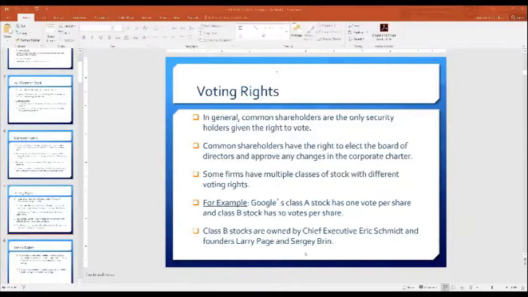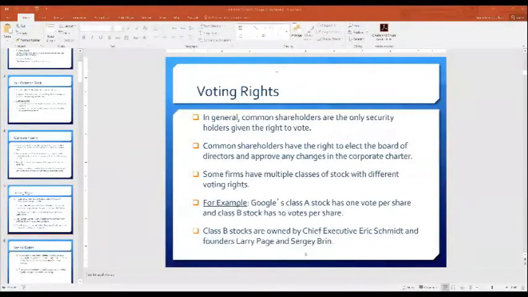And then, some firms have multiple classes of stock with different voting rights. So it's more on how the company or how the organization modifies the classes of stocks they have. Pero, syempre, makikita mo yung power of being a common shareholder. Okay, so we have here an example. Google's Class A stock has 1 vote per share and Class B stock has 10 votes per share. So they are divided based on its class.